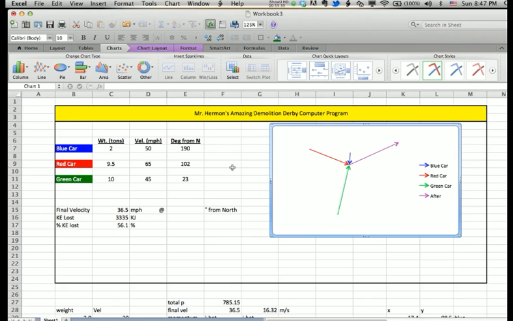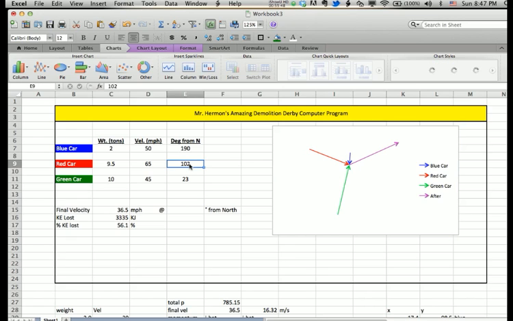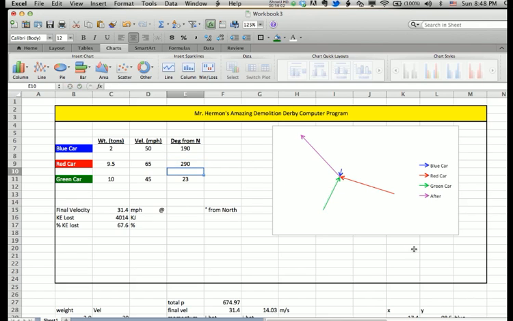Okay, so now my red car, 102 degrees. That looks like it's at 102 degrees from north. The blue, 190, good. Green, 23 degrees from north, yes. And then I have my final momentum. So I can change the red car, instead of being 102, pointing down this way, I could make it something like 290, which means it should be coming up more like this. So if I do 290 and I change that, now I got a red car coming up this way. Okay, good. All right, we found a mistake, got it corrected. Okay, so now there's your graph.